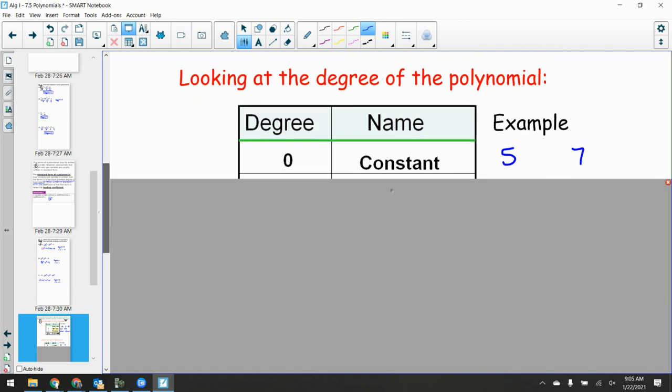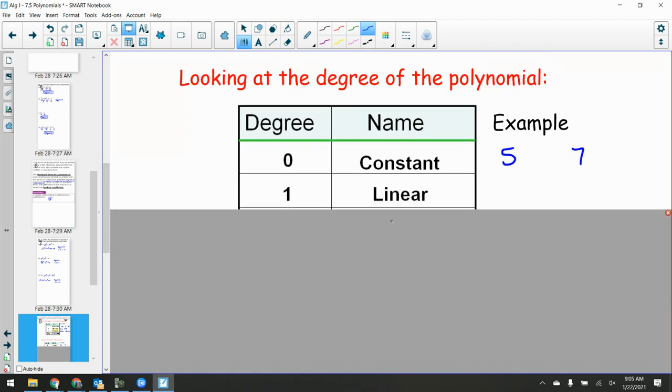Okay? When you've got a degree of 1, you call it linear. And we've done a whole chapter on linear functions. So like 2x plus 3. Just like 4x. That would be called a linear monomial. Because it's linear, it's got the degree of 1, one term, monomial.